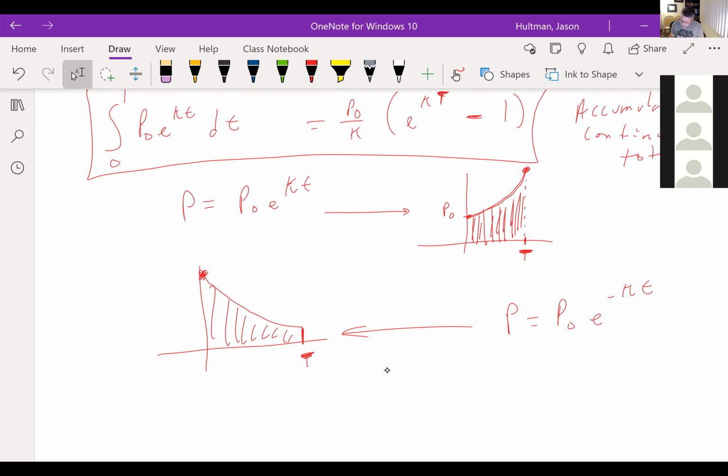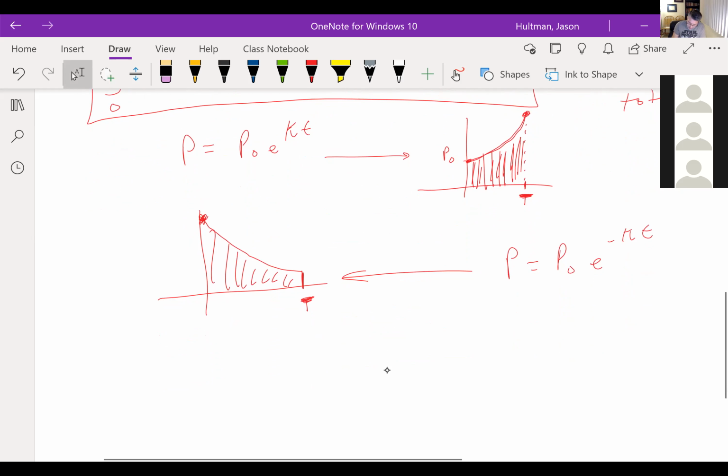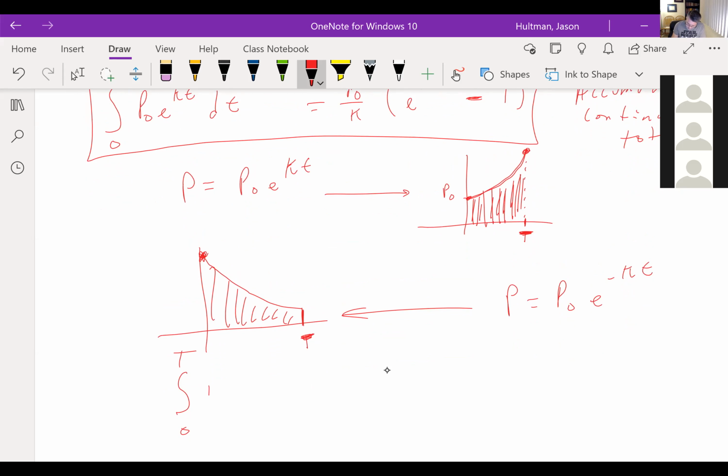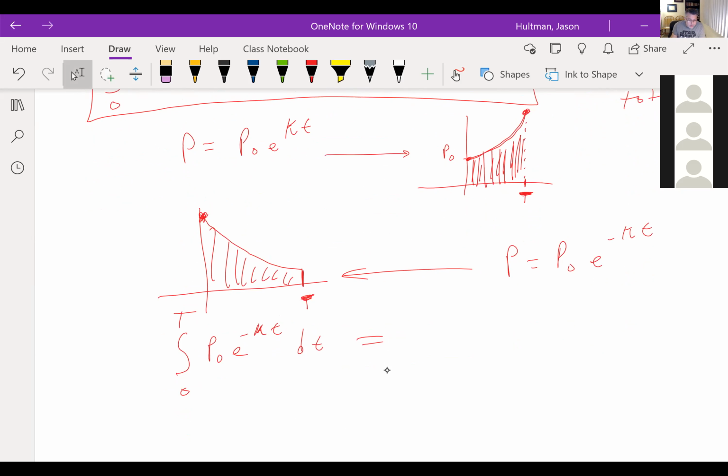Okay, so decay is going to have a negative, and so when I integrate P naught e to the negative kt dt from 0 to t, if we were to go through all the work of integrating this, we would get out P naught over k times 1 minus e to the negative kt. Okay, so we get a negative in there, and so we have to kind of flip the order around.